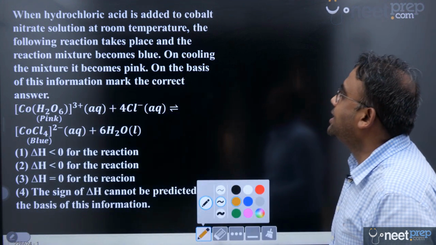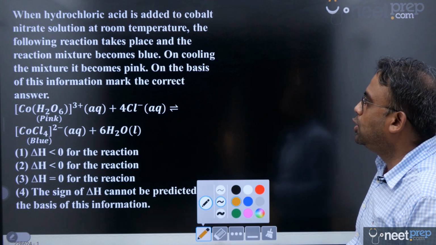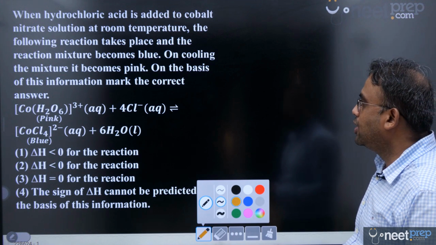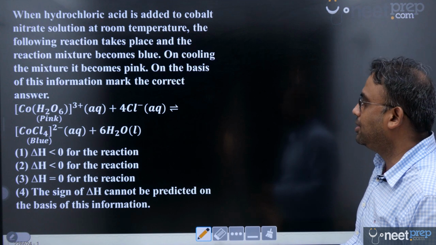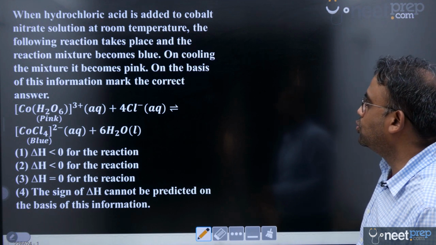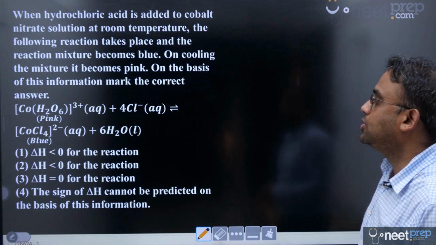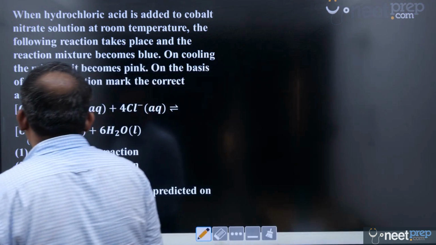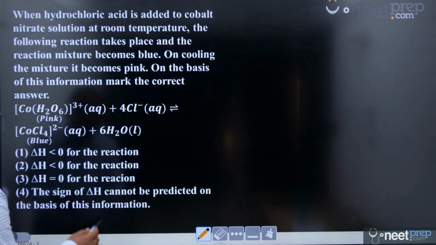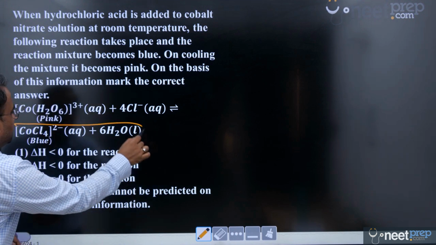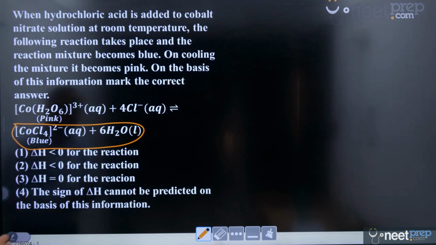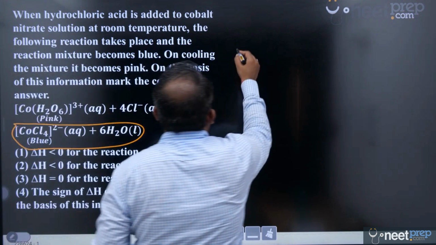When hydrochloric acid is added to cobalt nitrate solution at room temperature, the following reaction takes place and reaction mixture becomes blue. On cooling the mixture, it becomes pink. On the basis of this information, mark the correct answer. There is some formatting issue here. It is on the product side. So let me write it for you.